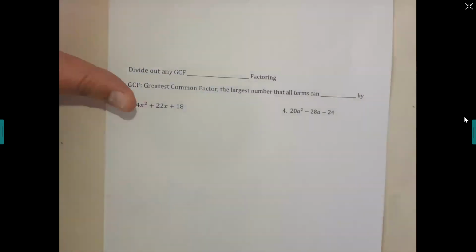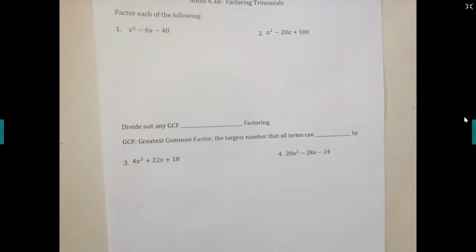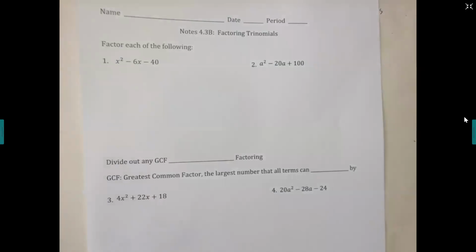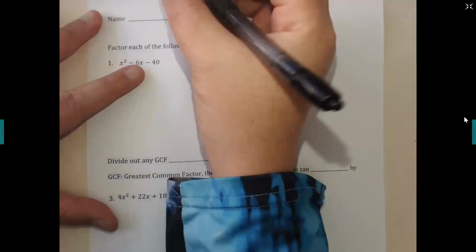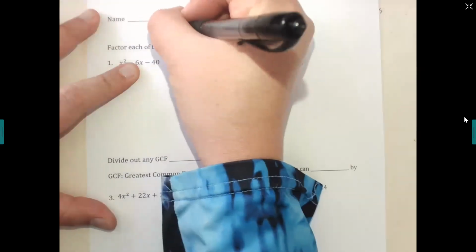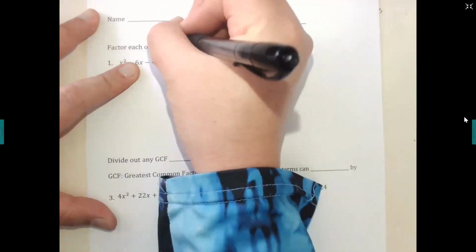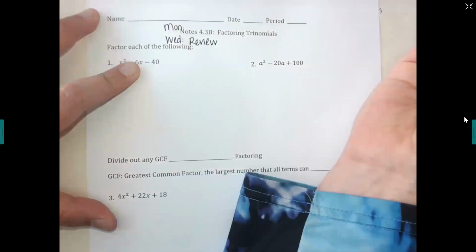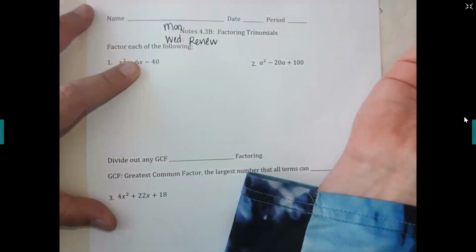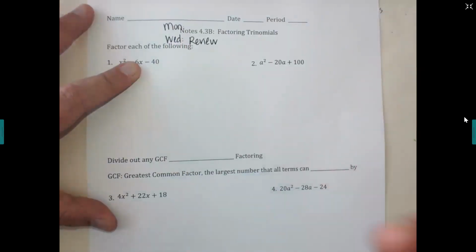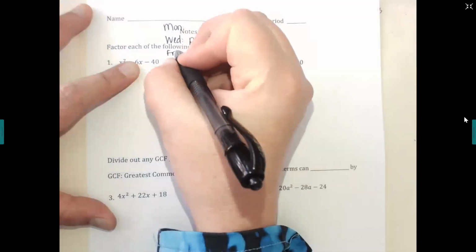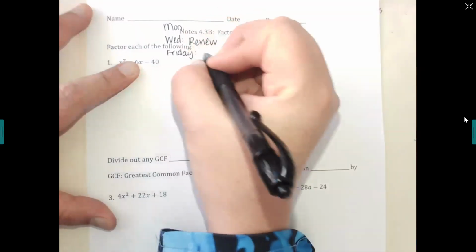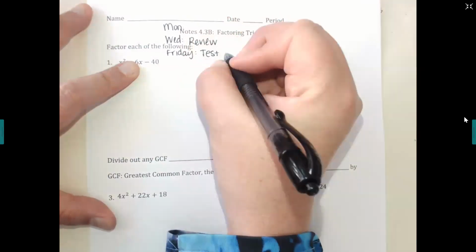Okay, so today we are doing one more day of factoring. Today is Monday. Then on Wednesday, we're going to review, specifically reviewing unit 4, which is just what we've been doing. Then on Friday, you have your next test.